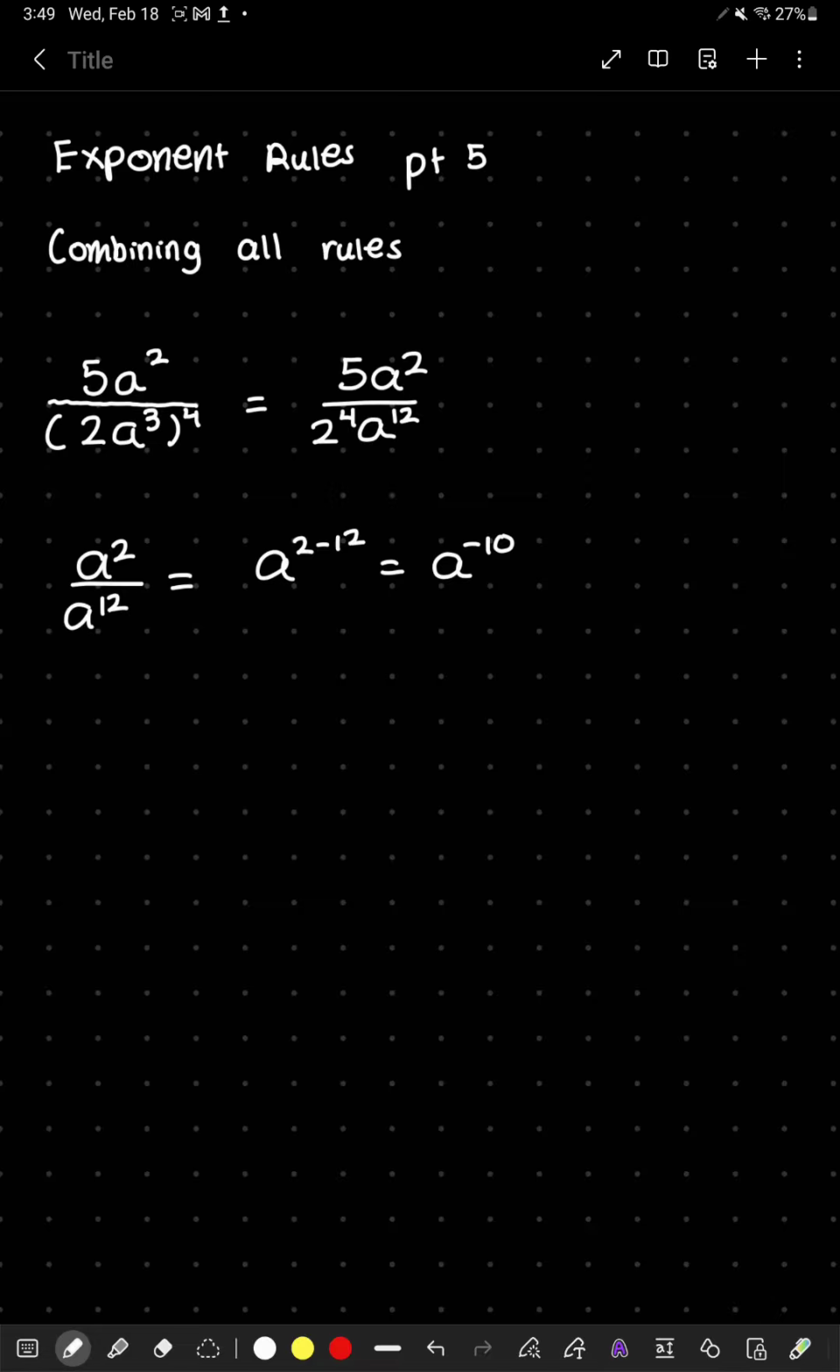And look, I have negative 10. I don't like the negative exponent. What am I going to do? I'm going to make it from a negative to a positive by using the negative exponent rule. This gives me a to the power of 10.